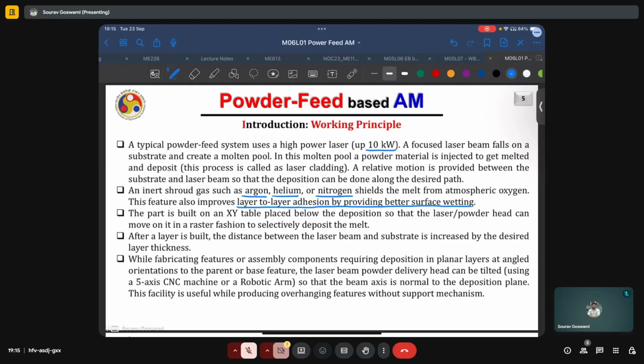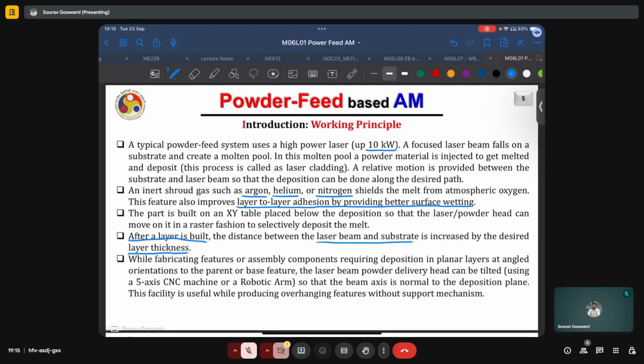The part is built onto an XY table placed below the deposition so that the laser powder head can move on it in a raster fashion to selectively deposit the material. After a single layer is built, the distance between the laser beam and the substrate is increased by the desired layer thickness. For powder feed based AM processes, typically this will be of the order of tens to hundreds of micrometers.